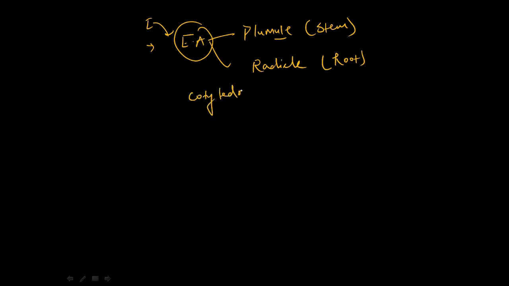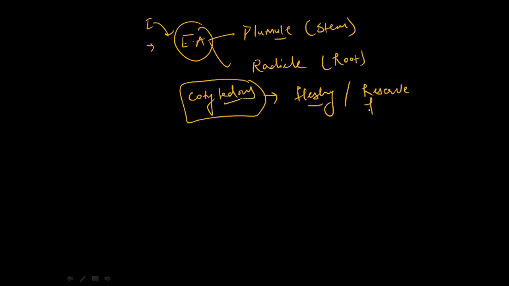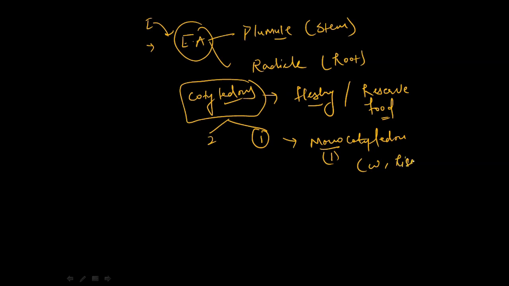The first question is, what are these cotyledons? This is the fleshy part. Basically its function is to store the reserve food, so the food remains in reserve form inside it. Now depending upon the seed, there can be two cotyledons or one. If it is one, then you will say that the seed is monocotyledonous. Mono means single. Wheat and rice are examples of the same. And if it is dicotyledonous, it means there are two cotyledons here, then it becomes a dicot.